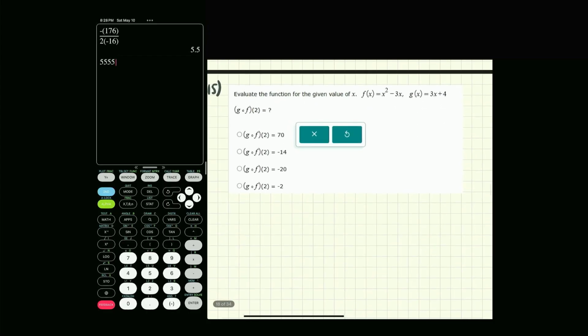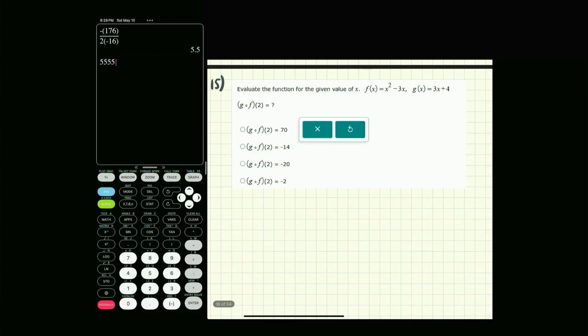All right, number 15 asks us to evaluate a function for the given value of x. I'm going to kind of color code these. f will color code as blue. g will color code as red. And they're asking us to find this right here: g of f composed of 2. So they're asking us to find g with f inside of it with a 2 inside of that.